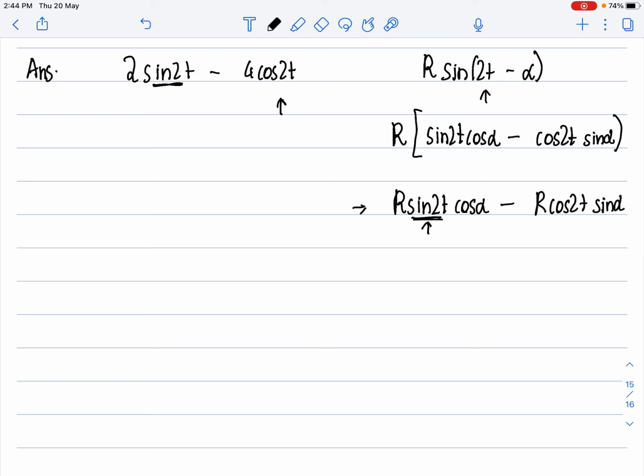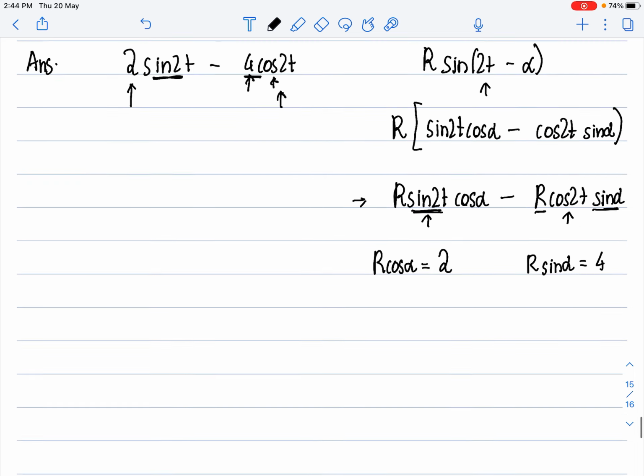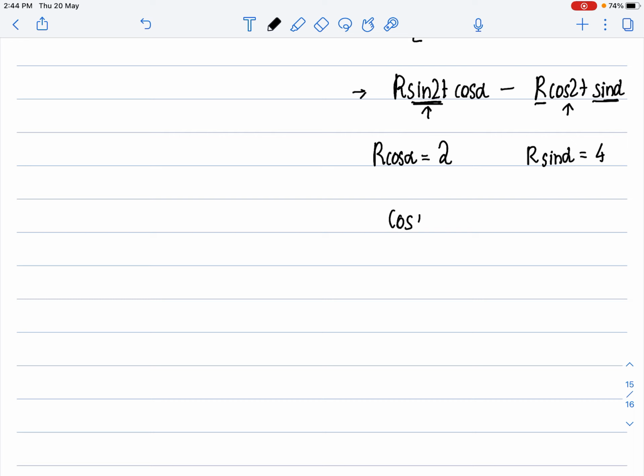I need to compare both of these equations because I know both of them are equal. The coefficient of sine 2t here is r cos alpha, which is equal to the coefficient of sine 2t here, which is 2. In the same way, I have cos 2t here and cos 2t here. The coefficient of cos 2t is r sine alpha, which is equal to 4. So I can write cos alpha equals 2 over r and sine alpha equals 4 over r. Now how do I calculate this?